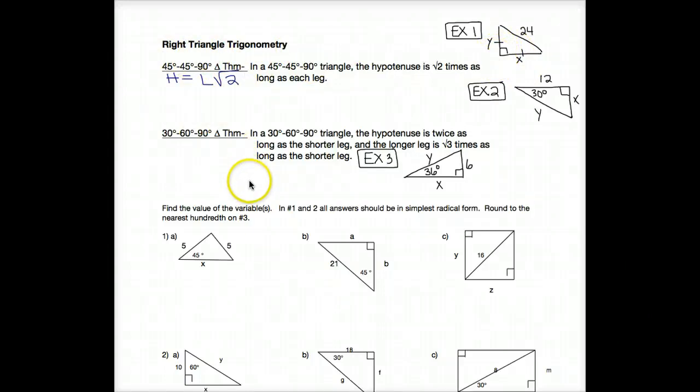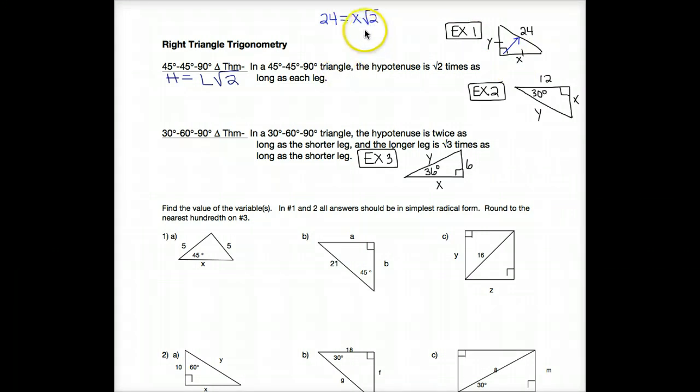So now we just have to decide which side we're given and which side we're looking for. In this case, it doesn't matter whether we solve for y or whether we solve for x first, because we're using the same formula regardless. But it does matter which side the 24 goes in for. The 24 is across from the right angle, which means that it's the hypotenuse. So in my formula, I'm going to put the 24 in where the hypotenuse was. So 24 equals leg, which I could put in either x or y, times radical 2.